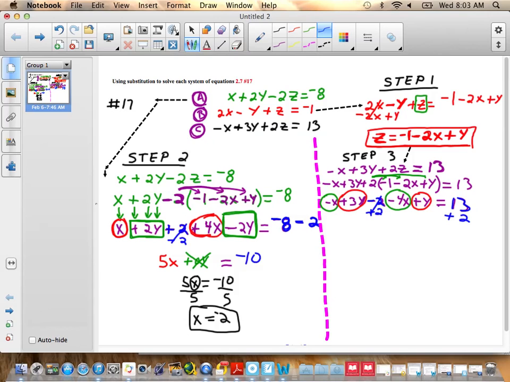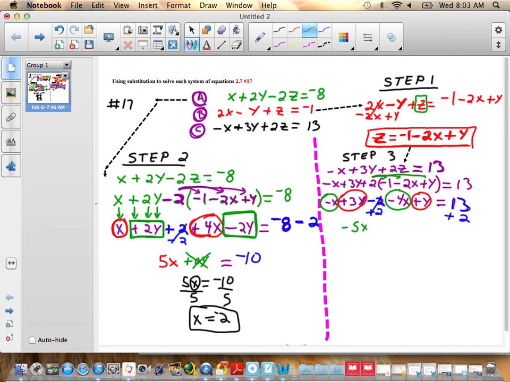All right, so what I end up with now in my equation is negative x plus 3y. Well, I'm sorry, let me go back. I scratch that. I need to add my terms. I apologize. I need to add negative x and negative 4x, which is going to give me a negative 5x.